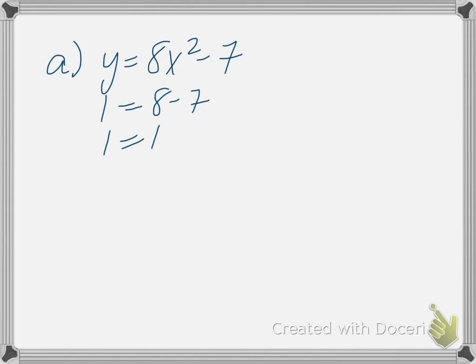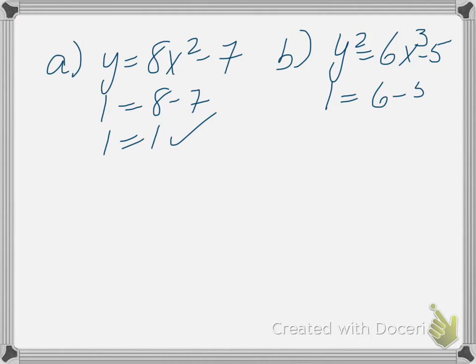So for example, for choice A, it says y equals 8x squared minus 7. So if x is 1 and y is 1, it works. So you'd keep A in the running. And then let's say for B, you get y squared equals 6x cubed minus 5. So y is 1, x is 1, and 1 equals 1. So that would still be in the running. In fact, if you try these all, they actually all will work, so it doesn't really help you to eliminate, but sometimes that can help, so I just wanted to put that out there.